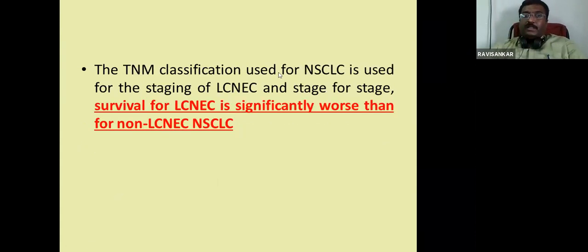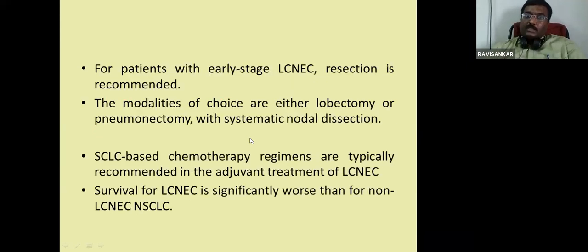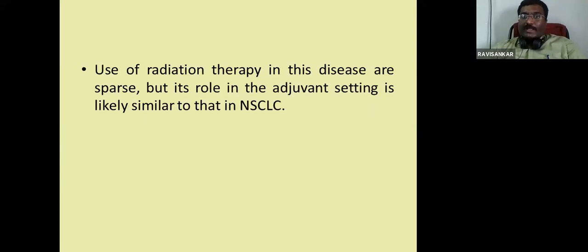Remember that the survival of LCNEC, that is large cell neuroendocrine carcinoma, is significantly worse than non-small cell lung cancer. The surgical treatment will be like non-small cell lung cancer, whereas the chemotherapy regimens are usually extrapolated from small cell lung cancers.